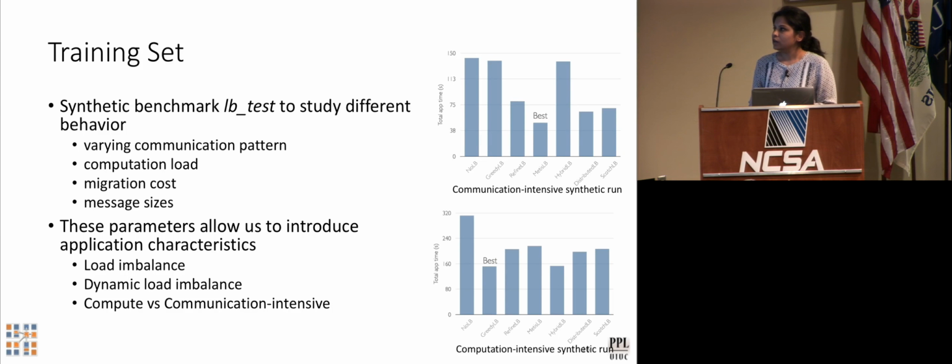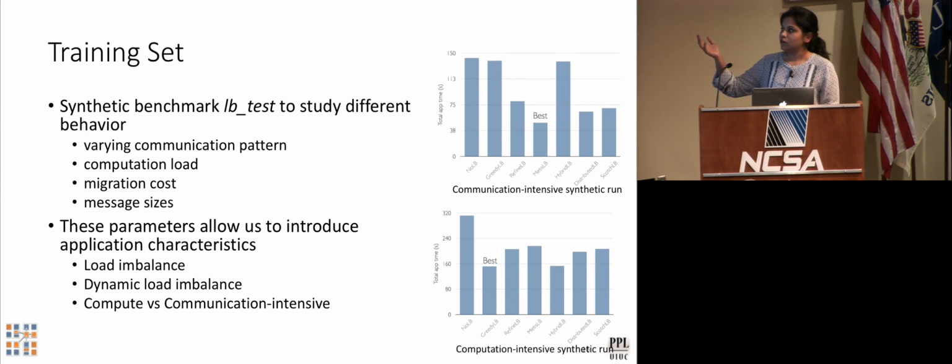So this is the training set that we used. This LB test is one of the synthetic benchmarks that's available as part of the Charm++ benchmarks. Some of the tunable parameters are that you can vary the communication pattern. You can ask it to use mesh 2D, mesh 3D, or a ring topology for communication between chares. You can change the computation load, the message sizes, and the migration cost. This is one of the test cases, just to show how different the test cases are.